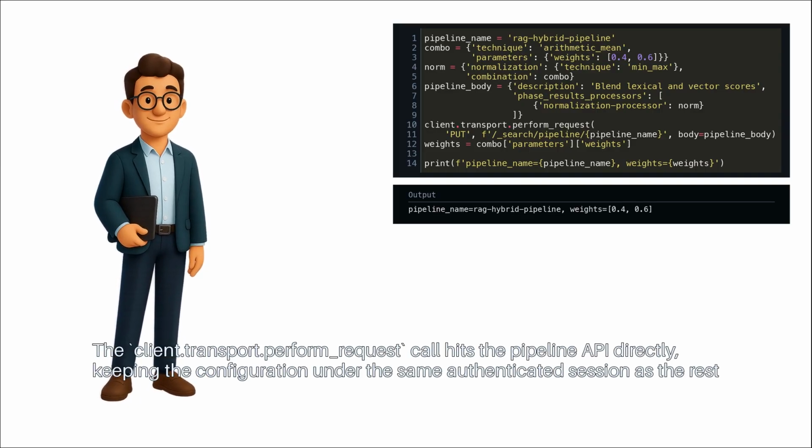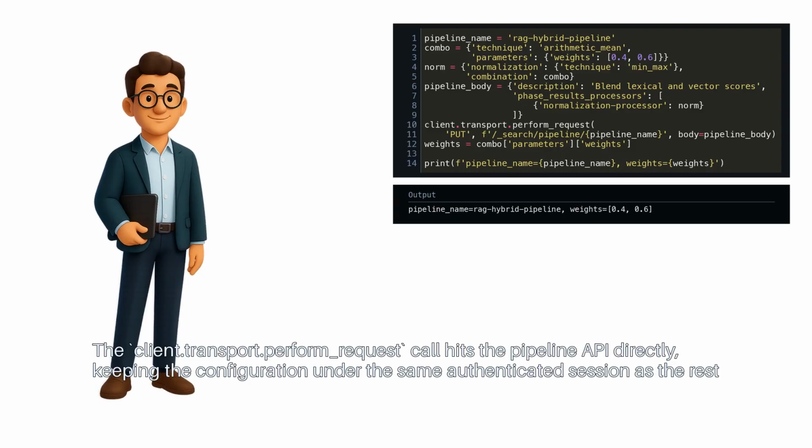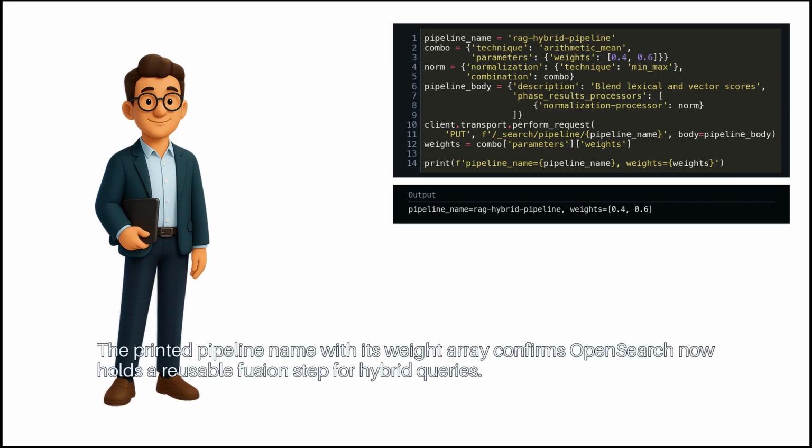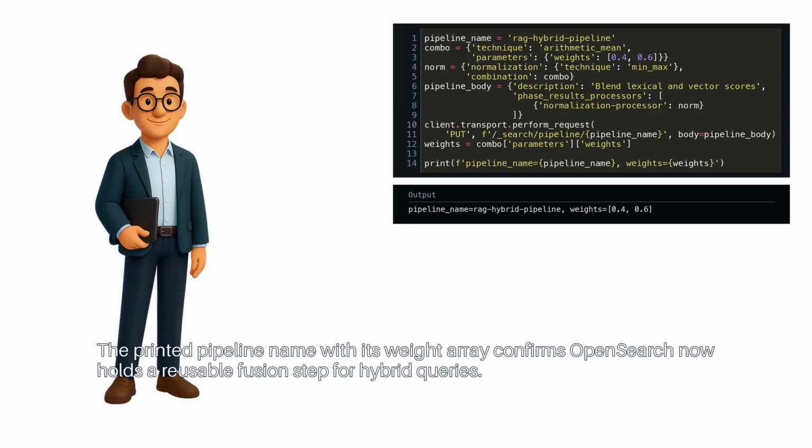The client.transport.perform_request call hits the pipeline API directly, keeping the configuration under the same authenticated session as the rest of our steps. The printed pipeline name with its weight array confirms OpenSearch now holds a reusable fusion step for hybrid queries.